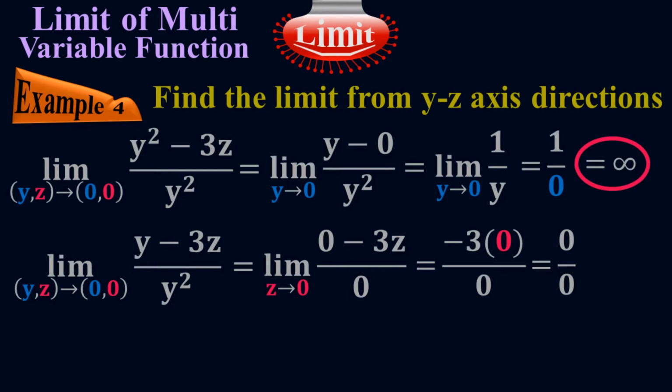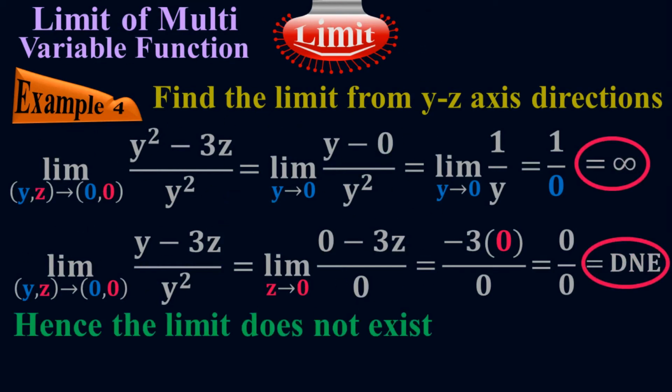0 over 0 is indeterminate form. Therefore, the limit does not exist. If we have 0 over 0, it is indeterminate form. In the situation of indeterminate form, the limit does not exist at all. So my other side limit does not exist. So the limit from one direction is not equal to the limit from the other direction. Therefore, the limit does not exist.